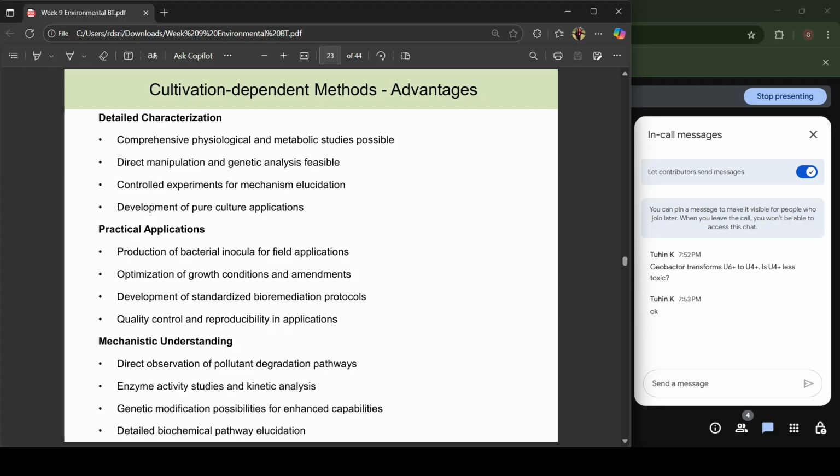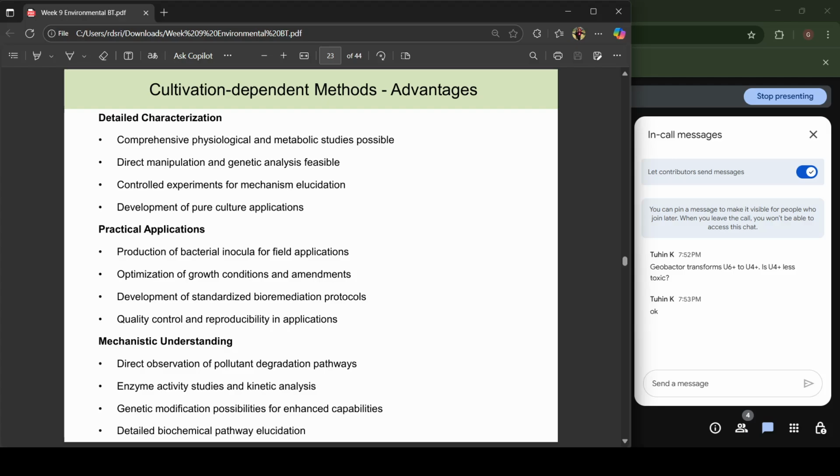So when we talk about the mechanistic understanding based advantages, we can directly observe the pollutant degradation pathway. This is based on chemical analysis, molecular analysis, biochemical analysis; all this we will be able to directly observe the pollutant degradation pathway, and we can study which enzymes are responsible for this degradation and how the kinetics of this enzyme works.